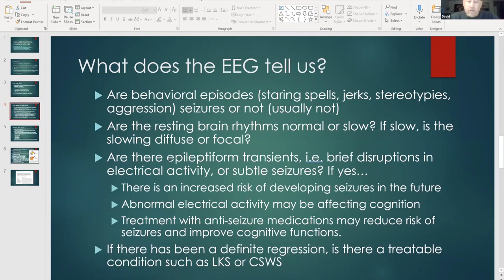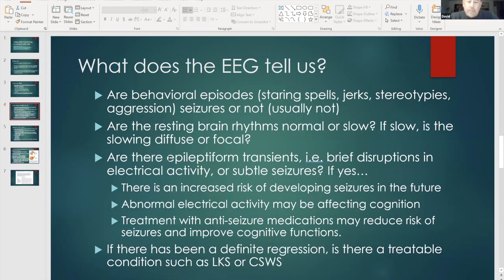If background activity is slow, is the slowing a diffuse process involving both sides of the brain? This is more suggestive of an inflammatory condition, perhaps a metabolic disorder. Or is it focal, in which case it suggests that there's something wrong with a particular lobe or hemisphere of the brain. So that's oftentimes a developmental abnormality in the setting of autistic spectrum disorder.